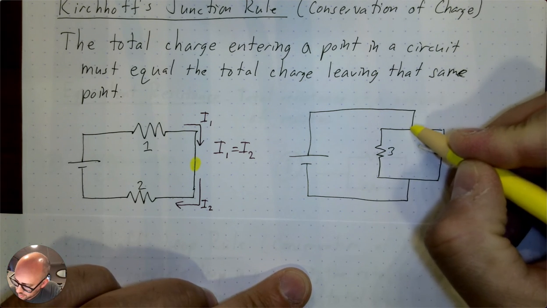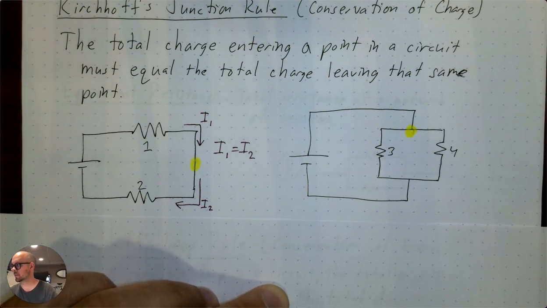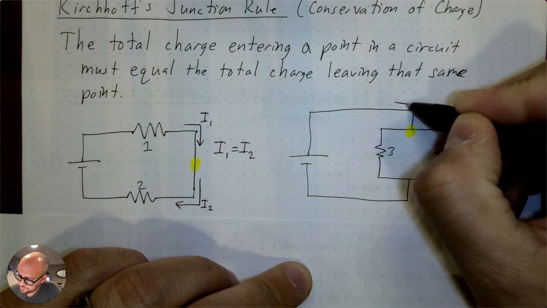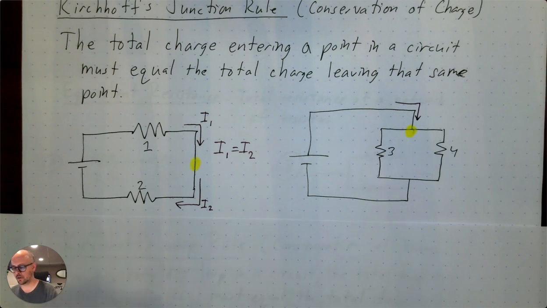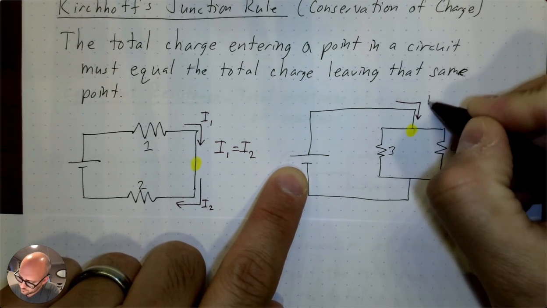For a parallel circuit, I'm going to very specifically pick this point right here, because it is a junction. And so I'm going to draw my current arrows again. Going into that intersection, that current is the total current that left the battery.